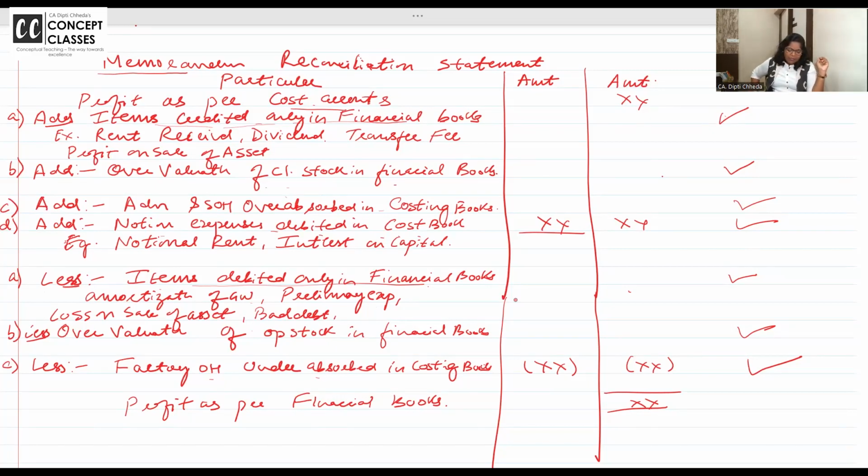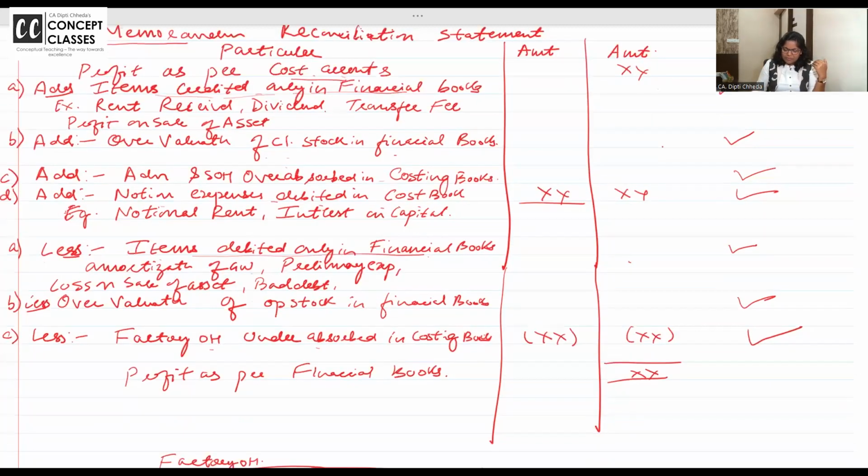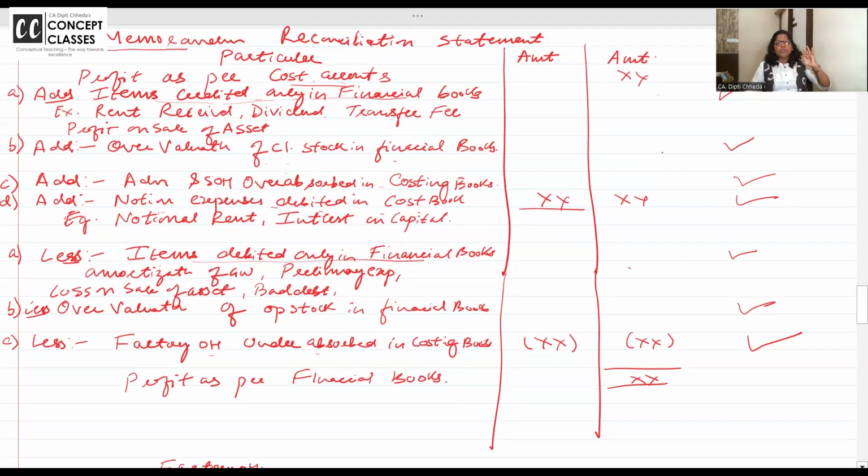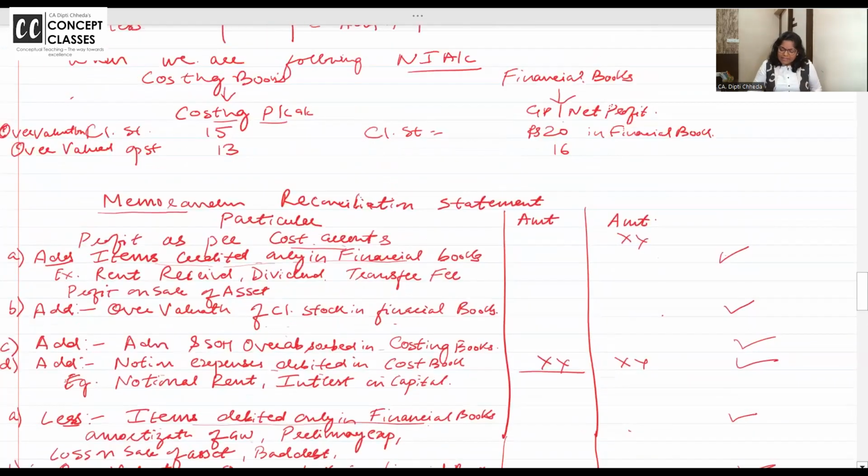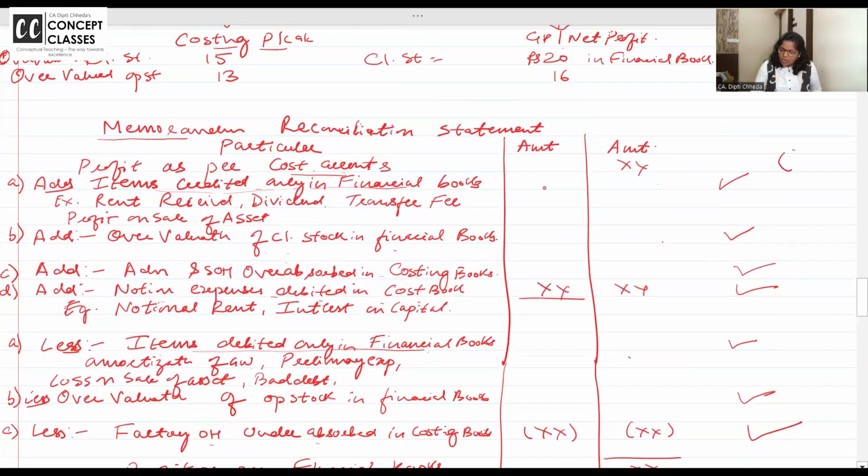अच्छा है, clear है, आपको समझ में आ रहा है? Yes, this is all Sarthi batch material which I have made you write. So once you start with the cost profit, do add, do less, you will get the profit as per financial books.